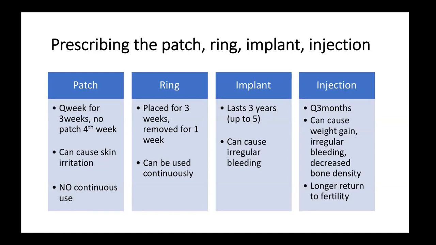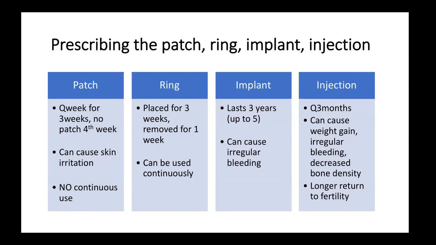And then the next one is the injection. This is done every 3 months, and some of the side effects are weight gain, irregular bleeding, and decreased bone density. But notably, after the patient stops the injection, their bone density is no longer decreased. Another thing to note about the injection is that there's a longer return to fertility, which means that after stopping the injection, it takes a longer time for a patient to be able to get pregnant if that's their intention.